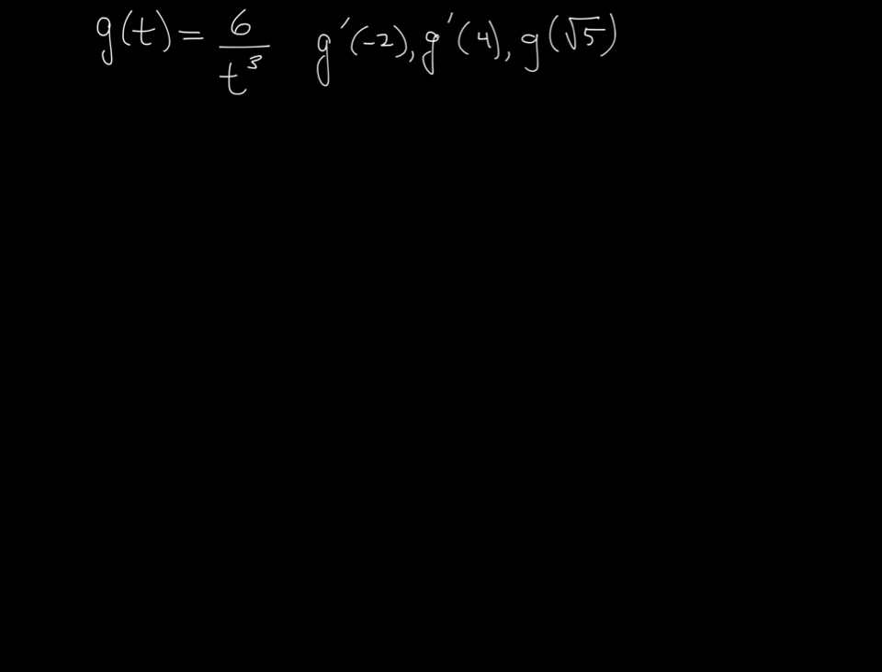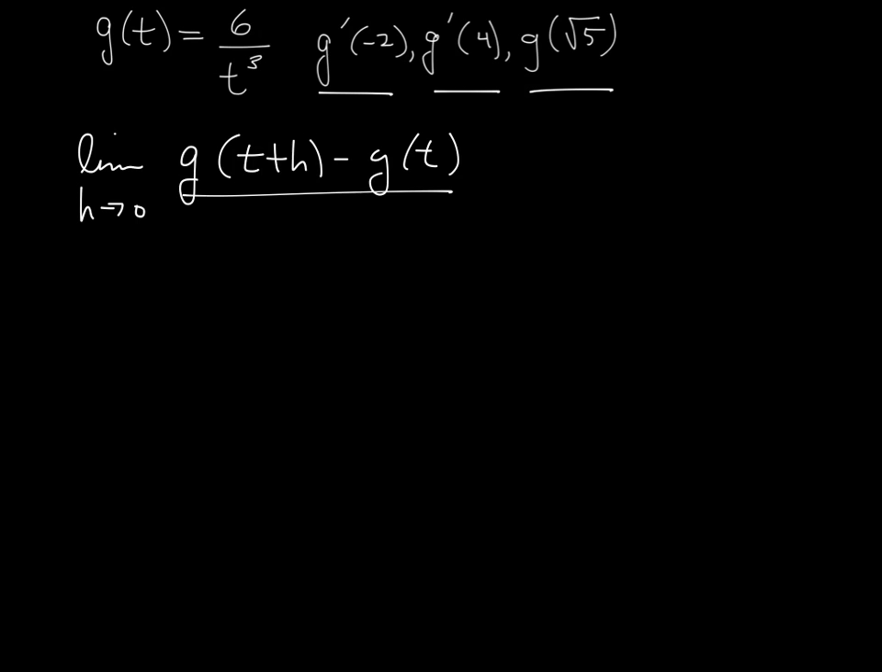Alright, so we're given this function g of t equals 6 over t cubed, and we're asked to find g prime of -2, g prime of 4, and g prime of square root of 5. Because you don't want to work this problem 3 times, and this is using the limit definition, meaning the limit as h goes to 0 of g of t plus h minus g of t, all over h.